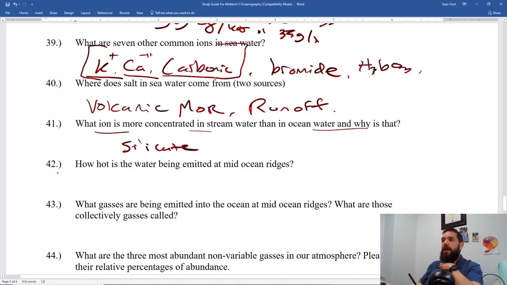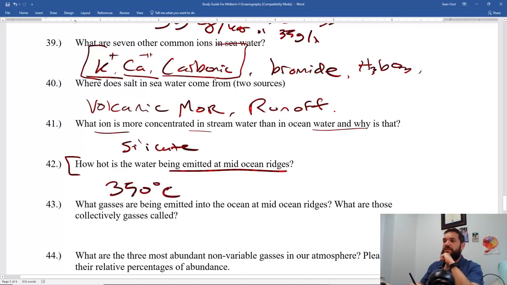Okay. Now, how hot is the water being emitted at mid-ocean ridges? Remember, this goes back to partly explaining why mid-ocean ridges release so much salt into the ocean. Because remember, hot water can dissolve rock a lot more easily. So that water is really hot.